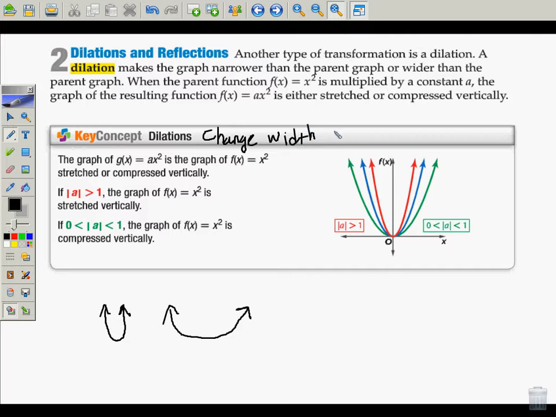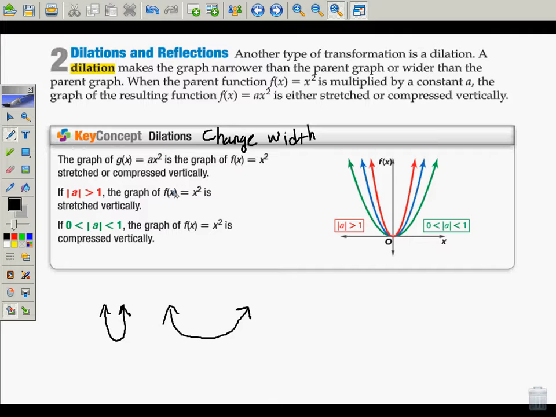Because you can see we've got some skinny parabolas, we've got some normal sized parabolas, and we've got some parabolas that maybe have been eating a little too much. They're getting a little heavy and bigger in the middle. Okay? It's just changing the width. That's all a dilation does. And this happens when you multiply x squared by a constant a. Okay, so this is when we multiply something times x squared.